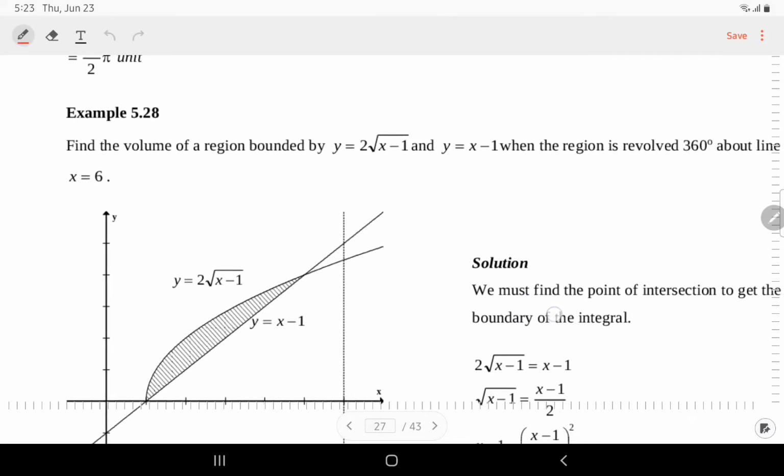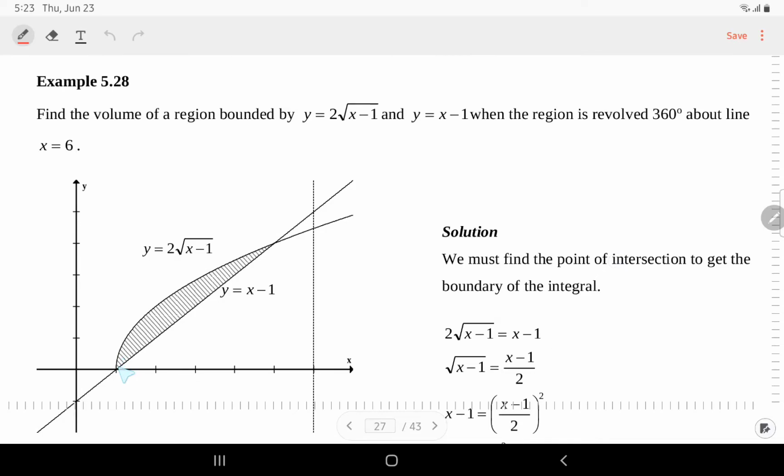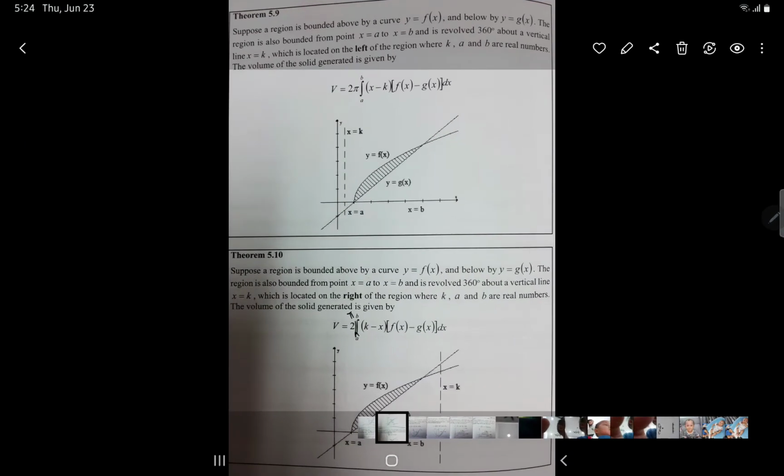Okay, next example. Example 5.28. Find the volume of the region bounded by this curve and this straight line. So the shaded region dia dekat sini lah. Okay, when the region is revolved 360 about line x equals 6. So this is line x equal to 6. So line dia terletak di sebelah kanan shaded region. So kita akan gunakan formula yang ini, teorem 5.10.